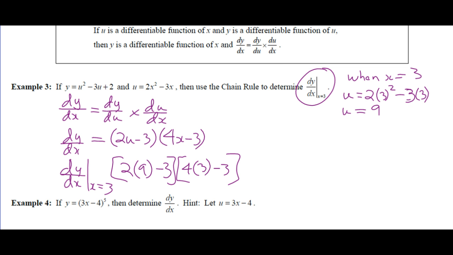So what do we got? 18 minus 3. So that's 15. And 12 minus 3 is 9. 90 and 45 is 135. Okay. That's it. We're done.